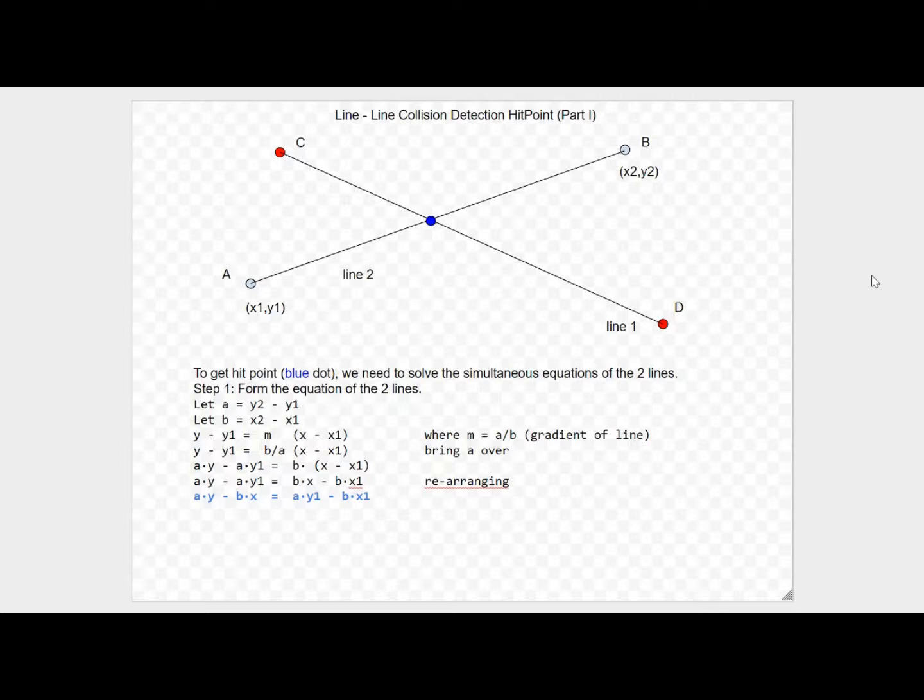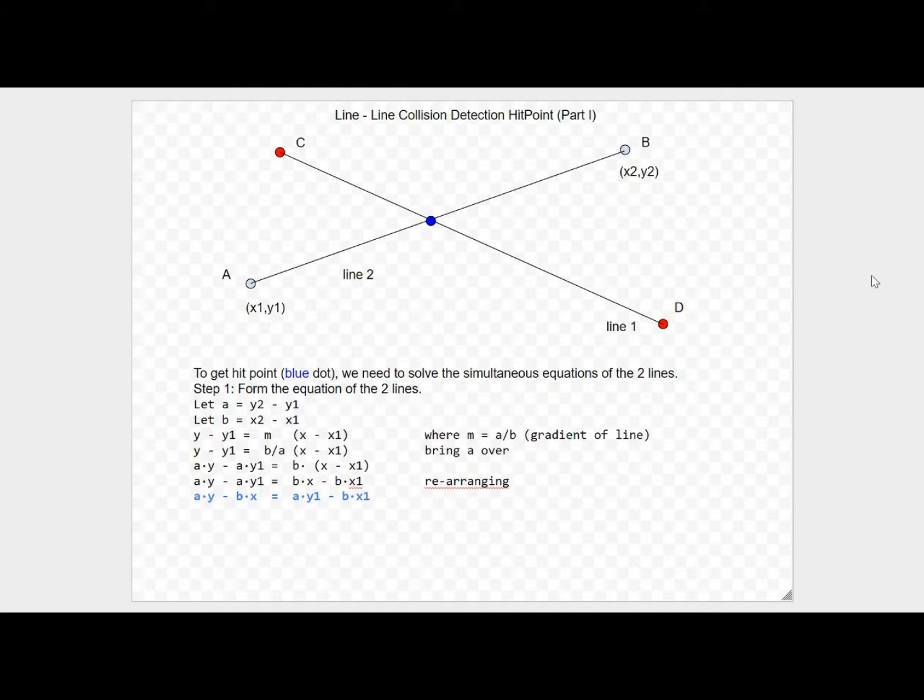Hi everyone. Today we're gonna discuss line-to-line collision detection with hit points, and this is part one of the video. Part one basically investigates the forming of two linear equations. Now, since we're dealing only with 2D graphics, we just have to deal with x and y equations, which are linear graphs.